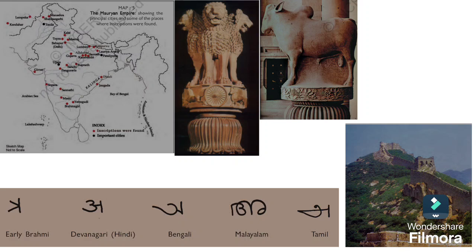Page number 68. On this page, map number 5 is shown. It shows the Mauryan Empire, showing the principal cities and some of the places where inscriptions were found. The places where inscriptions of Ashoka have been found are marked with red dots. These were included within the empire. Name the countries where Ashokan inscriptions have been found. Which Indian states were outside the empire?